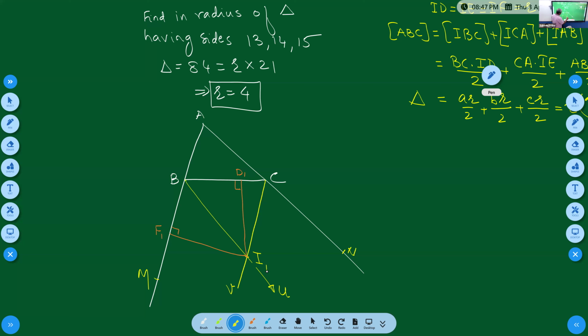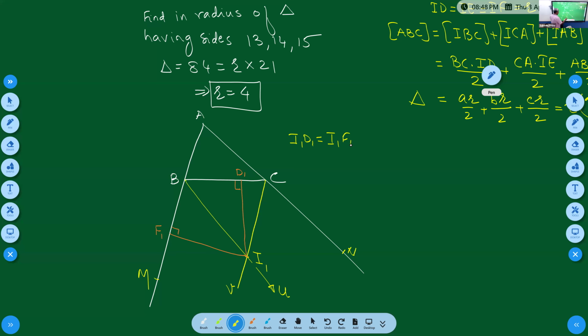I1 is the point of intersection of the external angle bisector of B and the external angle bisector of C. Therefore, by AB1, I1 is equidistant from ray BC and ray BM. I1D1 is equal to I1F1. Correct?